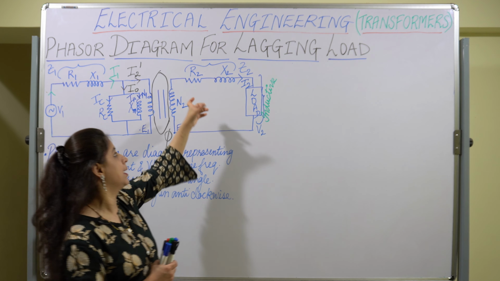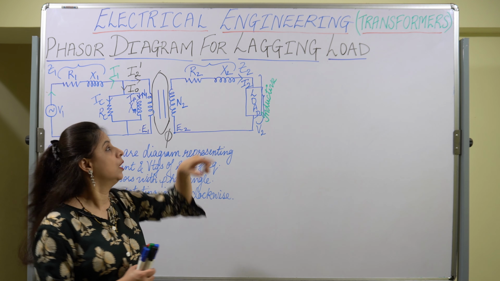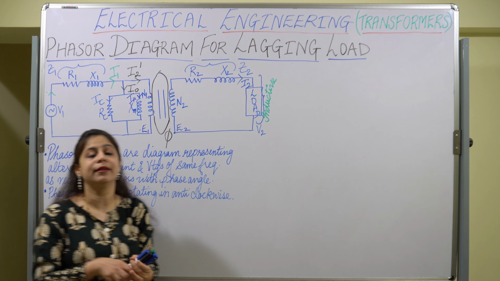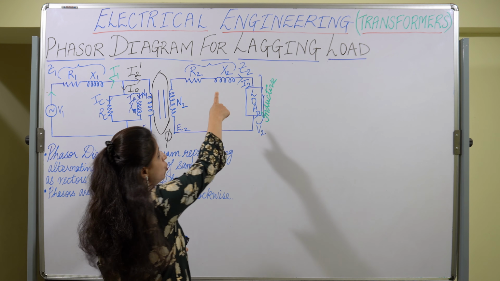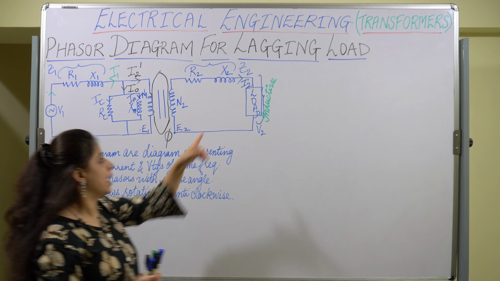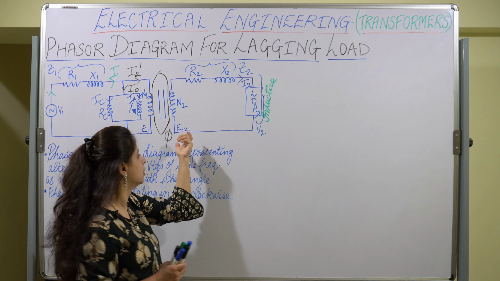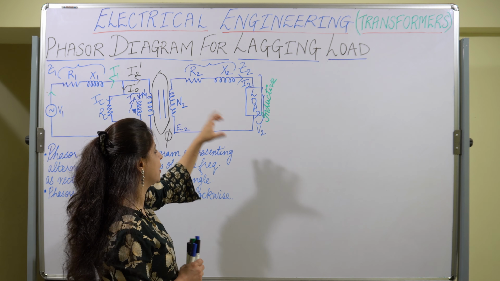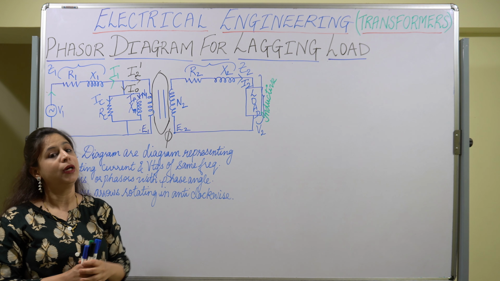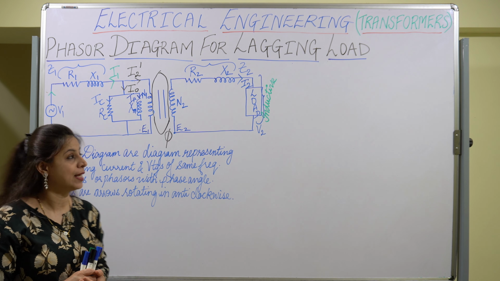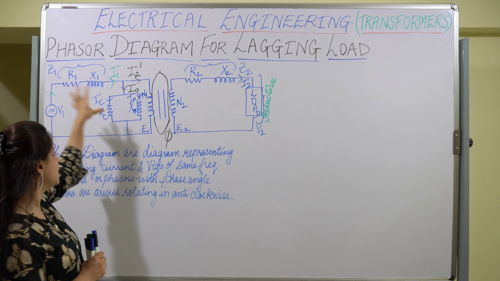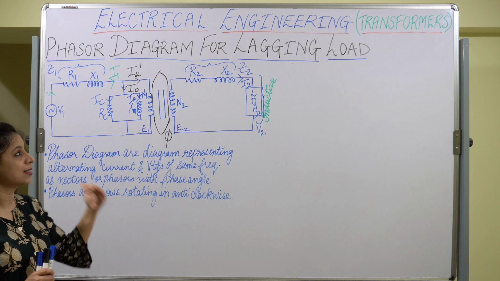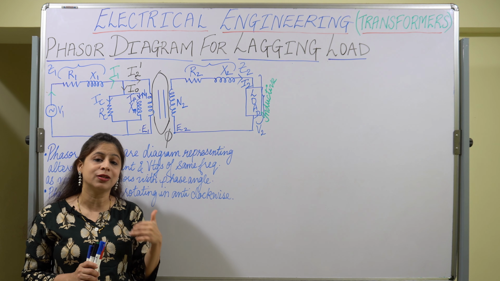Then the secondary side is connected with the resistance R2 and the reactance X2, and they both form the impedance Z2, which is shown here. Then the current starts flowing as soon as the induced EMF is set up. The current starts flowing in the secondary circuit, and the terminal voltage is set up at the secondary side. So these are all the quantities that have to be shown on the phasor diagram. Today we will be discussing the phasor diagram for the lagging load.